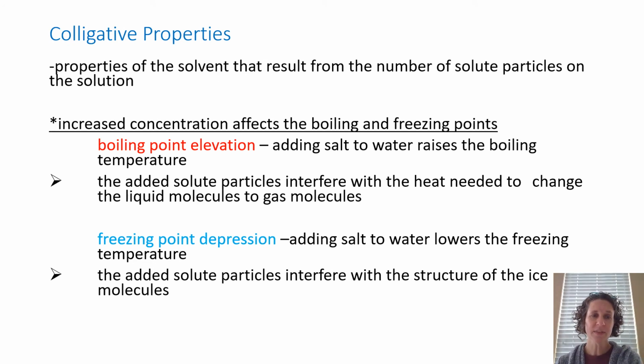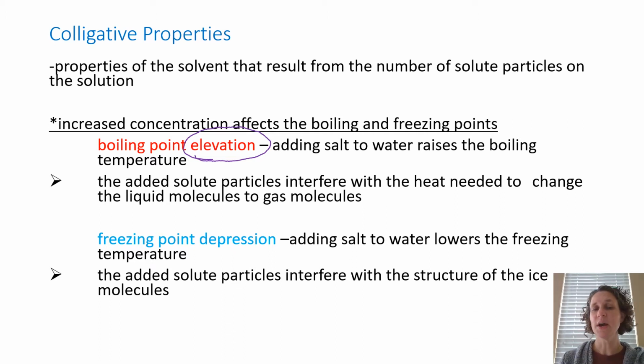Okay, so now with these solutions, there are some things called colligative properties. These are properties that change for the solvent, so in our case, usually water. These are properties that change based on how much solute you put into the solution. So the main two colligative properties are boiling point and freezing point. And for the boiling point, the boiling point is always elevated. So that's where they get this boiling point elevation. That means that when you add salt to water, it raises the boiling temperature.